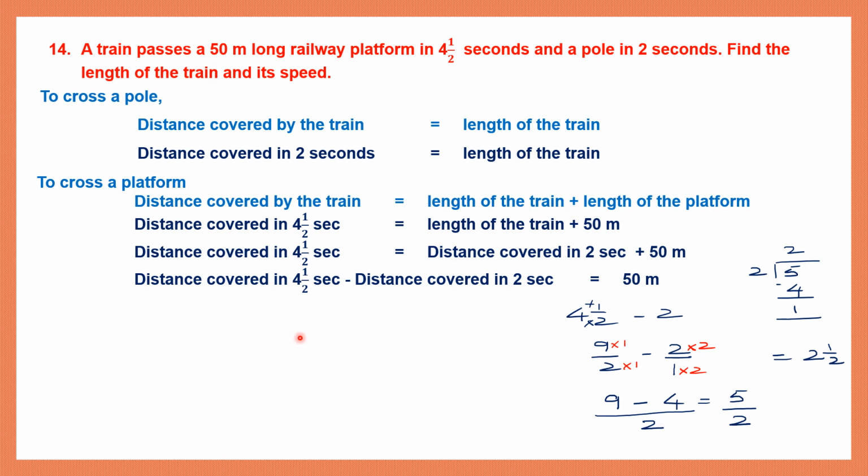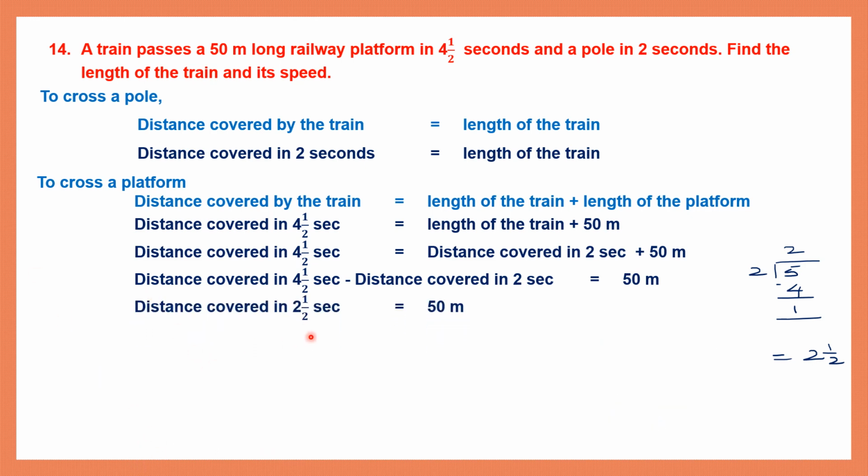So what have we done? We have subtracted 4.5 and 2, because it says minus, isn't it? So distance covered in 4.5 seconds minus 2 seconds is distance covered in 2.5 seconds. So let's write that.